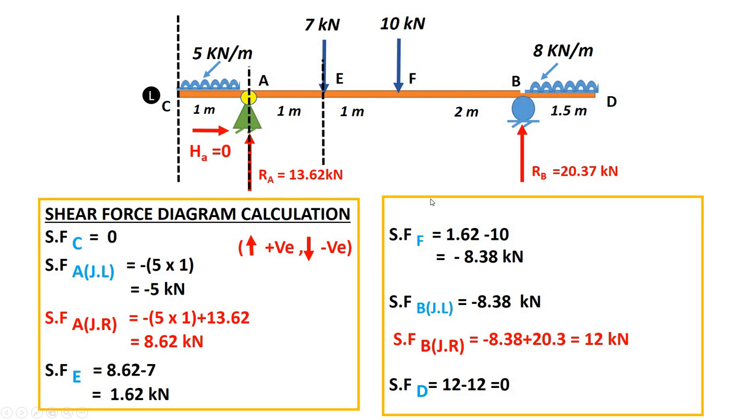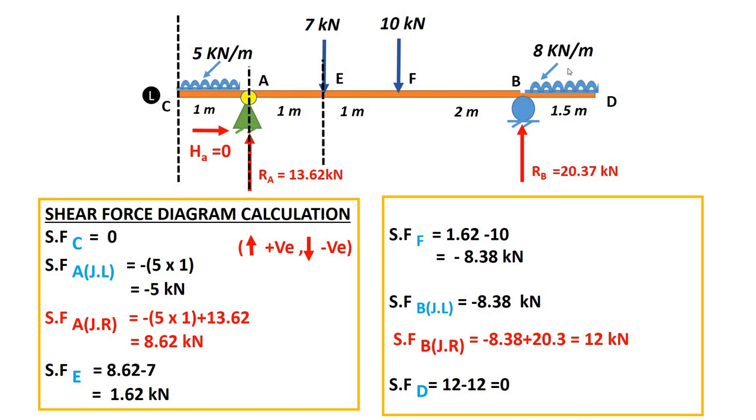So what about the shear at F? Shear at F is 1.62 minus 10 because 10 is acting downwards, so it is minus 8.38. Now what about the shear at B? Up till F point the value is minus 8.38. So just left of point B the value is minus 8.38.